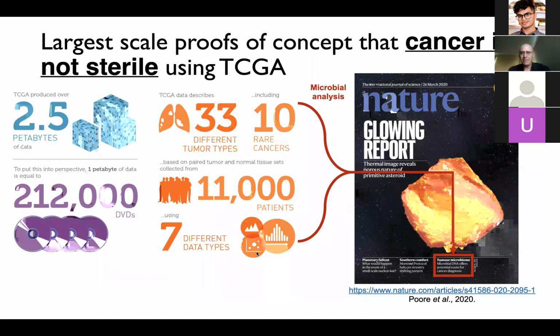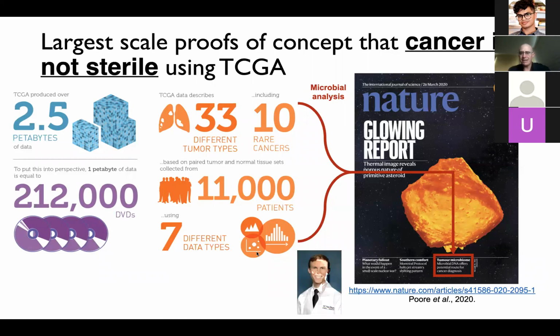So Greg performed the largest scale proof of concept that cancer is not sterile using TCGA, which is the Cancer Genome Atlas, and it spans over 2.5 petabytes of data. That'll take 212,000 DVDs to store, based on data from 11,000 patients. And here's Greg grinning very proudly because his paper was published in Nature earlier this year.